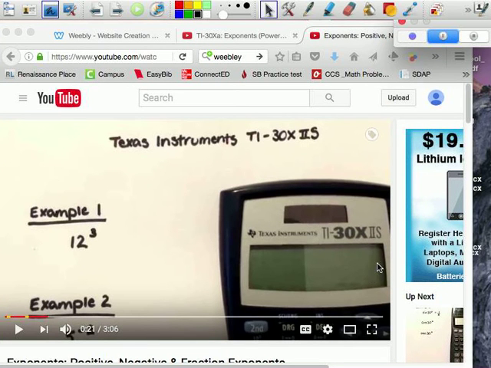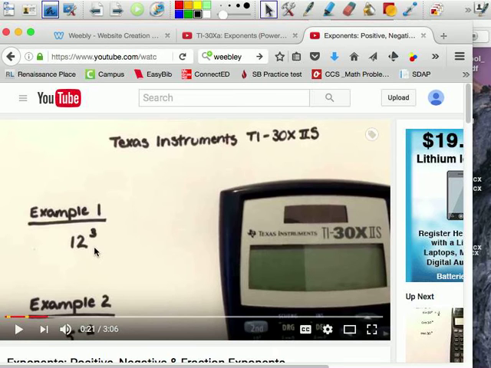Okay, so here is the TI-30X2S. This is the one that most of you probably have, or the ones that I have in my classroom. So to do this, we're going to watch the video, but I'm going to talk because it's easier if I do it. So I'm going to turn the volume off.